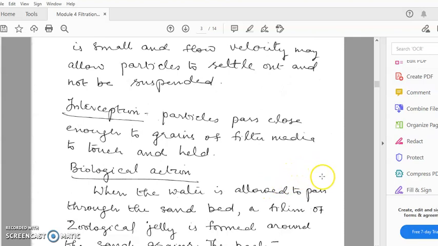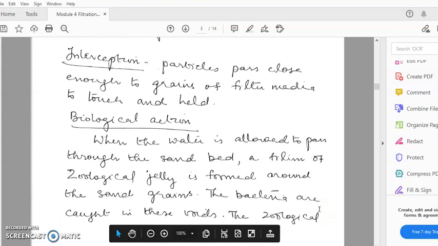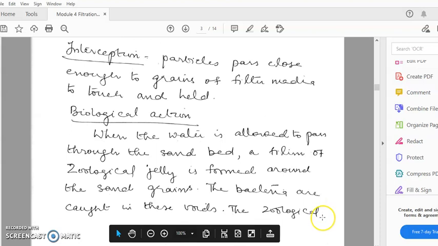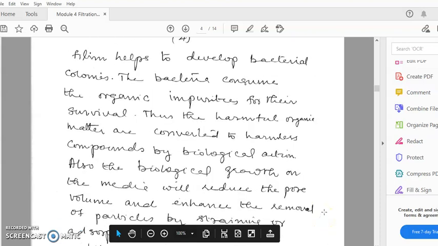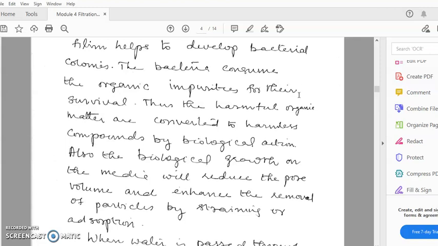When the water is allowed to pass through the sand bed, a film of zoogleal jelly is formed around the sand grains. The bacteria are caught in these voids. The zoogleal film helps to develop bacterial colonies. The bacteria consume the organic impurities for their survival, and thus the harmful organic matter is converted to harmless compounds by biological action. Also, the biological growth on the media will reduce the pore volume and hence improve the removal of particles by straining or adsorption.